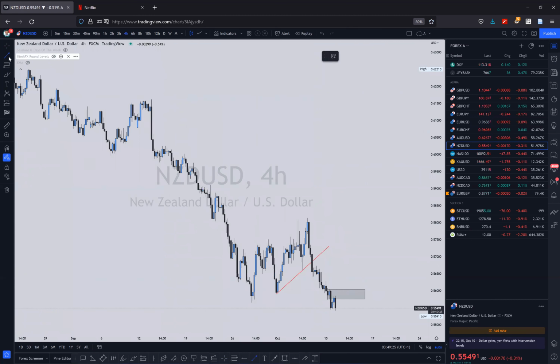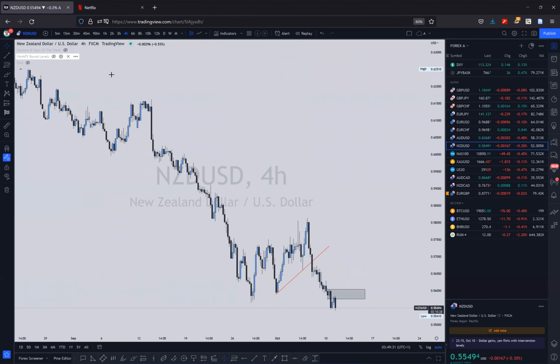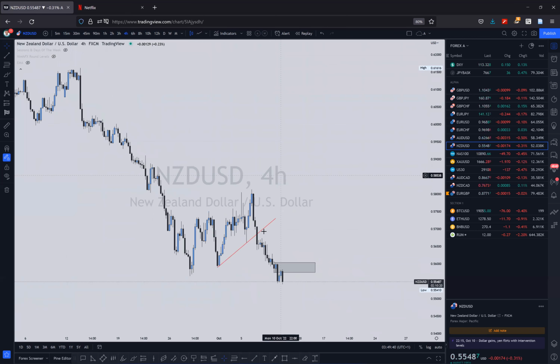So this is a trend line tool. You can find it here. So you come to lines, trend lines, and this is the first tool. So what a trend line is doing is measuring how strong the trend is.